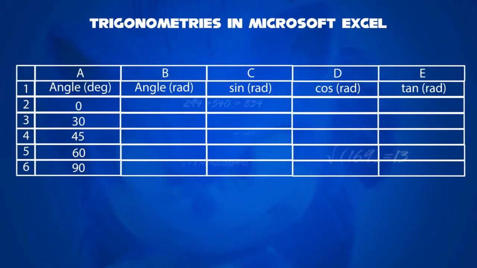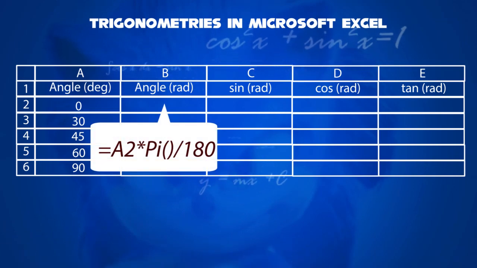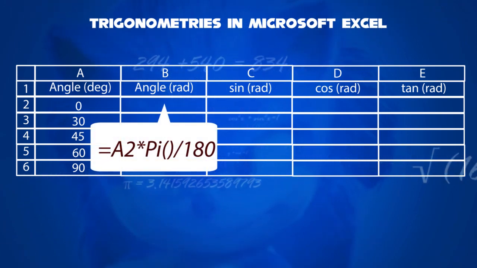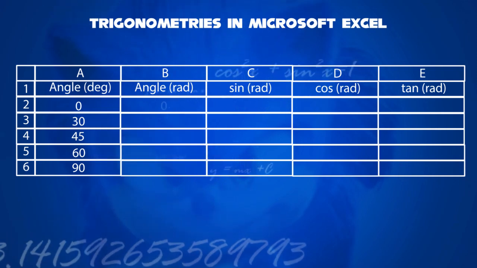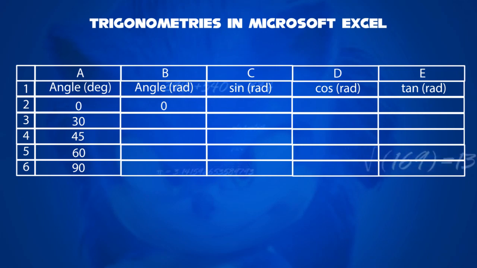In the second column, what you write is the radian value of angle. For an angle in degrees is 0, at cell A2, we write A2 times pi, divided by 180. You all know pi value is 3.14, when you enter the cell, we get 0.